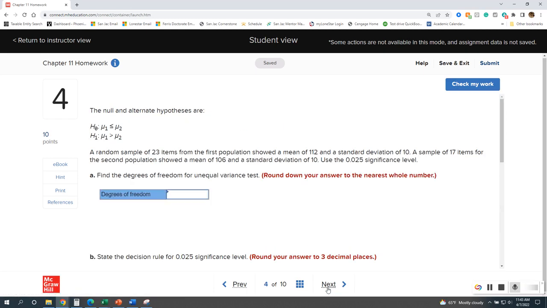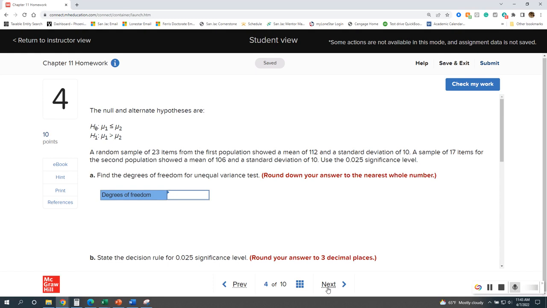All right. Question 4. The null and alternative hypotheses are... Again, we got a greater and less than, so we know that it's one tail. And now we have an unequal variance test.